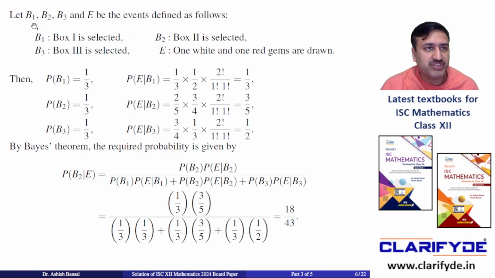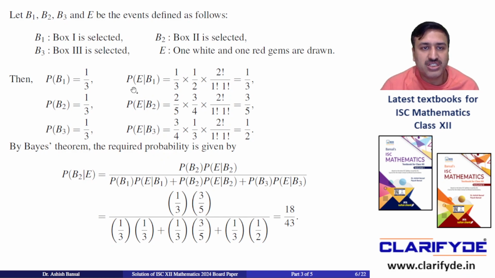We define 4 events B1, B2, B3 and E as follows. B1 is box first is selected, B2 is box 2 is selected, B3 is box 3 is selected, and E is one white and one red gem are drawn. Since selection of these 3 boxes is equally likely, the probability of B1 is 1 by 3, so is the probability of B2 and the probability of B3.